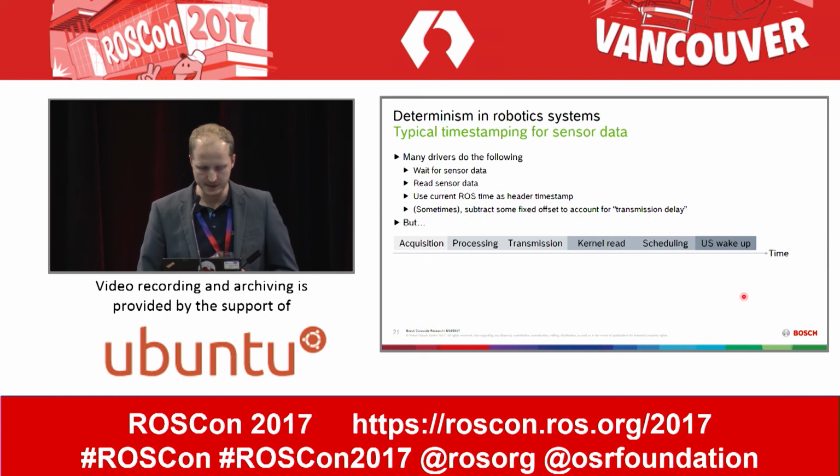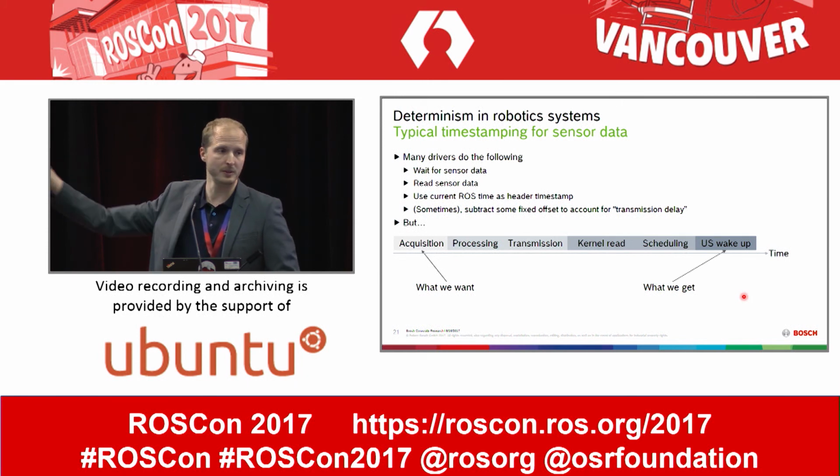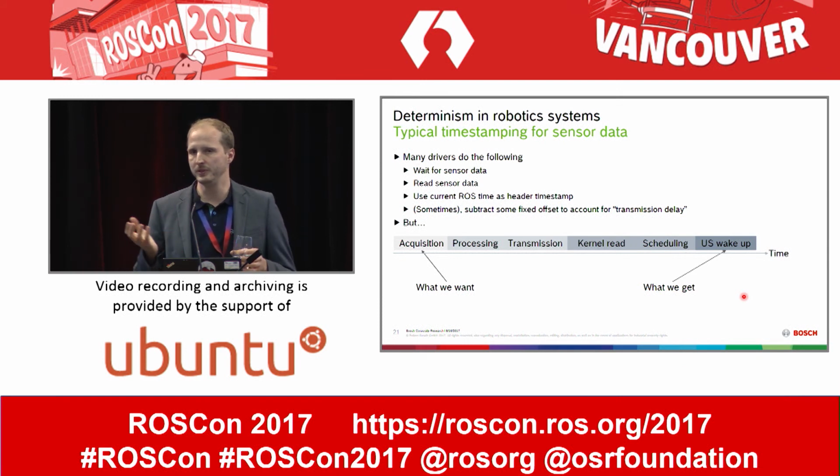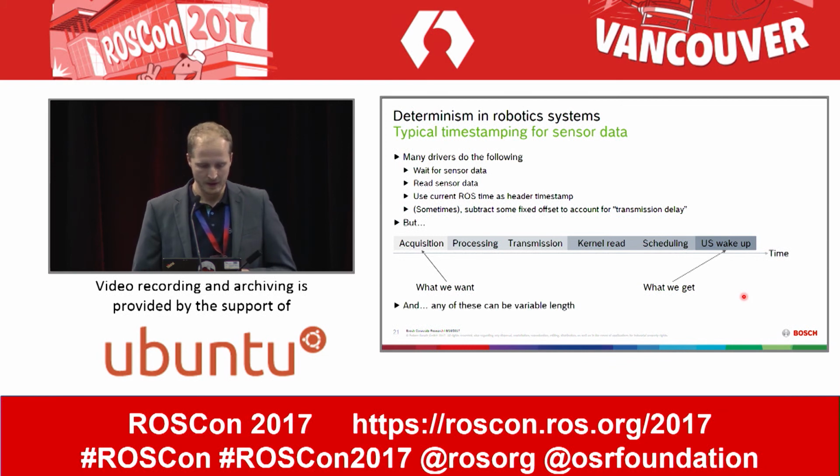Well, that's a problem, because if you look at what's happening in the sensor, first there's some acquisition in the sensor, then the sensor does some internal processing, which can be significant for cameras and such. Then there's a transmission from the sensor device to the PC. The kernel reads it, the kernel schedules the user space process, and then it wakes up. What we want for the timestamp is the middle of the acquisition interval, but what we get if we do the above is sometime back there. And that can easily be 30, 40, 50, 100 milliseconds, depending on your system. I should also say the delay is not necessarily constant.